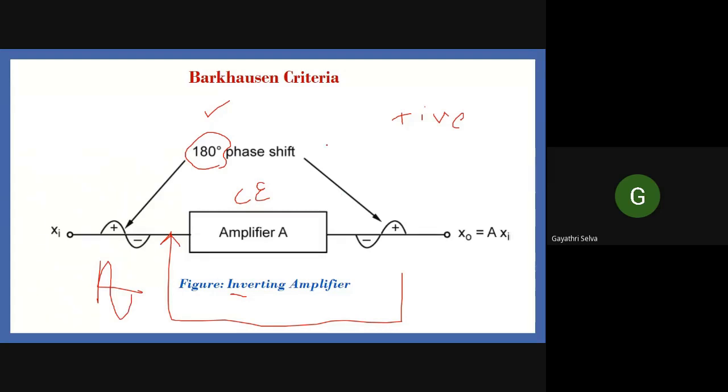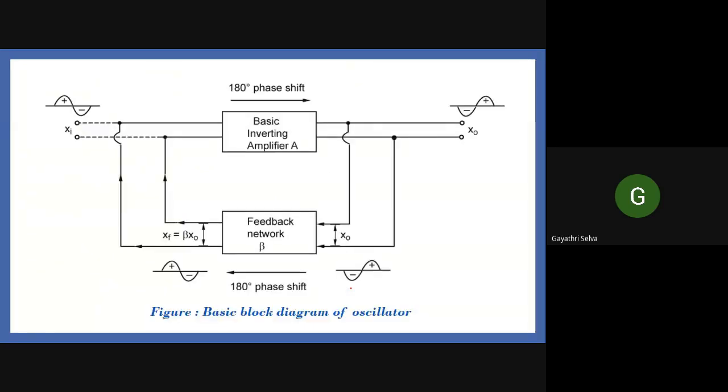If you have obtained a phase shift in your amplifier network, that 180-degree phase shift has to be compensated by our feedback network. Kindly look at the block diagram now. We have taken a basic inverting amplifier, and therefore the input and output are out of phase. We have taken a portion of the output. Look at the shape of your output.